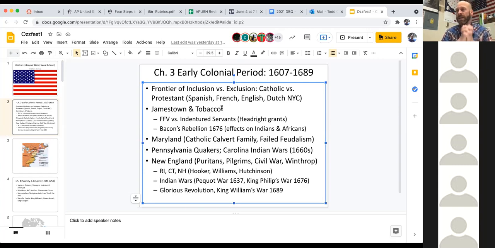Tobacco was so much the lifeblood of Virginia that it was quite literally their currency. Everything was weighed in tobacco. Like a slave's price was in leaves of tobacco. People were paid in pounds of tobacco. It was everything there, which is kind of interesting.